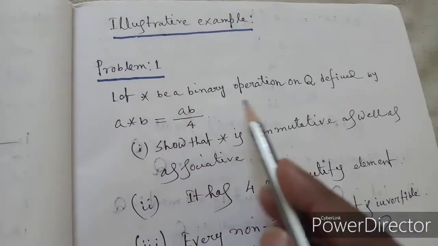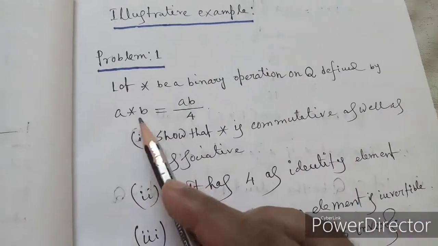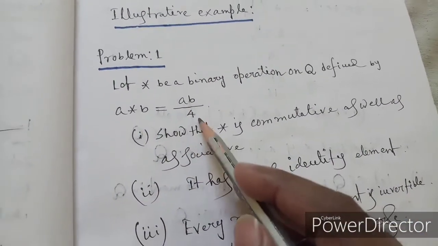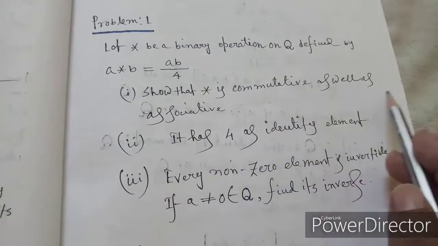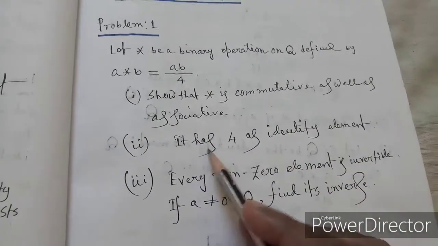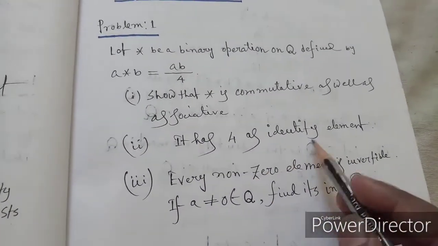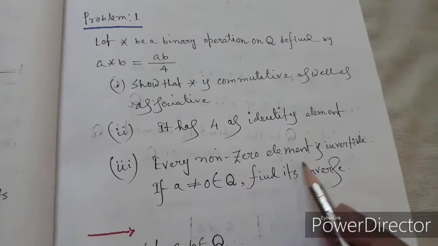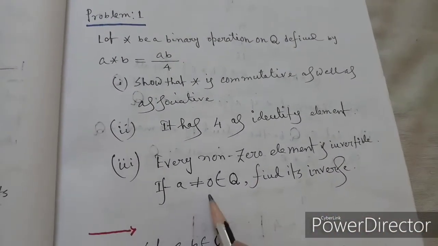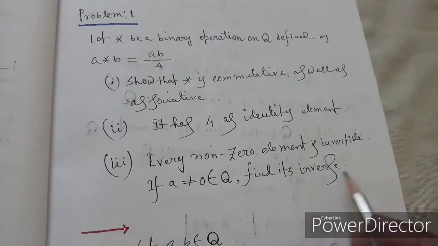Let star be a binary operation on Q defined by A star B equals AB by 4. Show that star is commutative as well as associative. It has 4 as identity element. Every non-zero element is invertible. If A not equal to 0 belongs to Q, find its inverse. So now, how to show it?